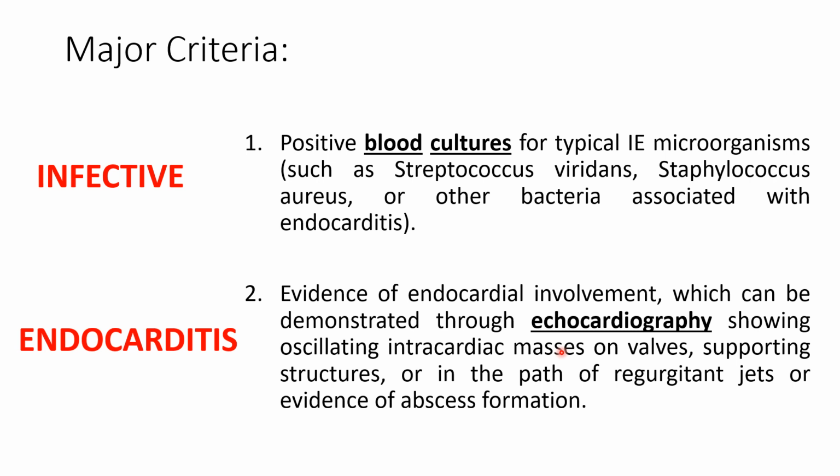Whenever the heart is contracting and relaxing, like during ventricular systole and diastole, these valves keep opening and closing. With every contraction and relaxation, this mass also moves along with the valves. So in echocardiography, if we can demonstrate these oscillating intracardiac masses on valves, or on any other supporting structure, or in the path of a regurgitant jet, meaning wherever there's regurgitation blood flow, or if you can demonstrate evidence of abscess formation, this proves that your endocardium is involved or infected. Clear? So this falls under major criteria.